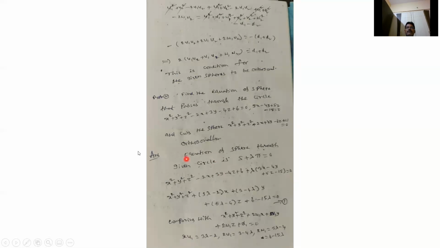So we see one problem. Find the equation of the sphere that passes through the circle x square plus y square plus z square minus 2x plus 3y minus 4z plus 6 equals 0, 3x minus 4y plus 5z minus 15 equals 0, and cuts the sphere x square plus y square plus z square plus 2x plus 4y minus 6z plus 11 equals 0 orthogonally.